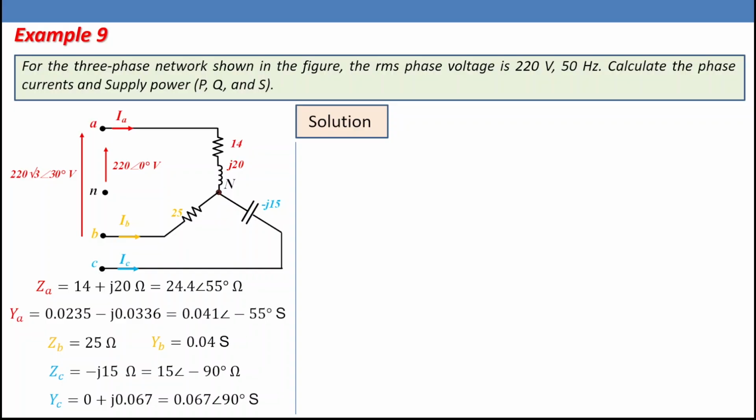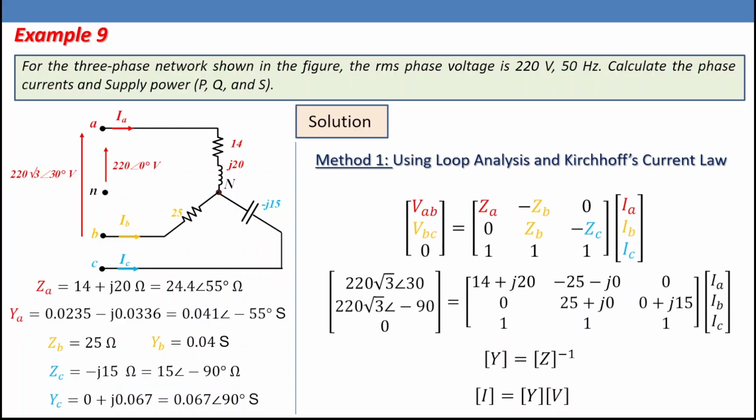So what is the solution? We are going to start with method number 1 using loop analysis and Kirchhoff's current law. So we are going to build the matrix VAB, VBC, 0. That one equals ZA, minus ZB, 0; 0, ZB, minus ZC; 1, 1, 1. So the voltage here is a line voltage. So don't forget the angle, 220 root 3 angle 30. And that one is 220 root 3 angle minus 90, and that one is 0. We're going to fill this matrix with the impedance values, and then we're going to find Y equals Z inverse, and then we can calculate the current. Again, as I mentioned, we can do that one using hand calculation, but that one is too long.